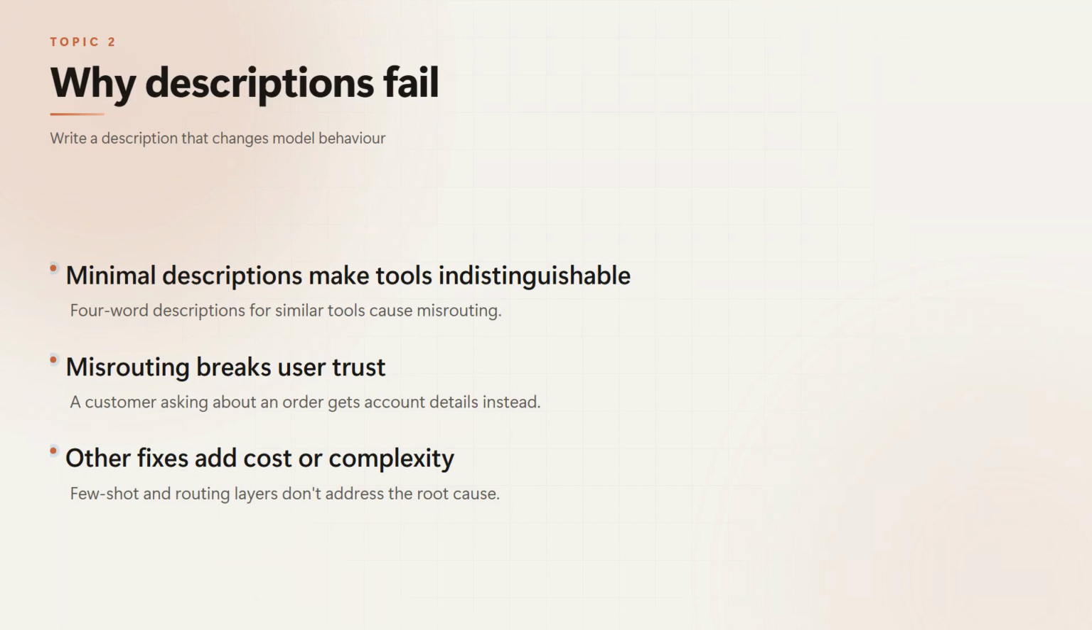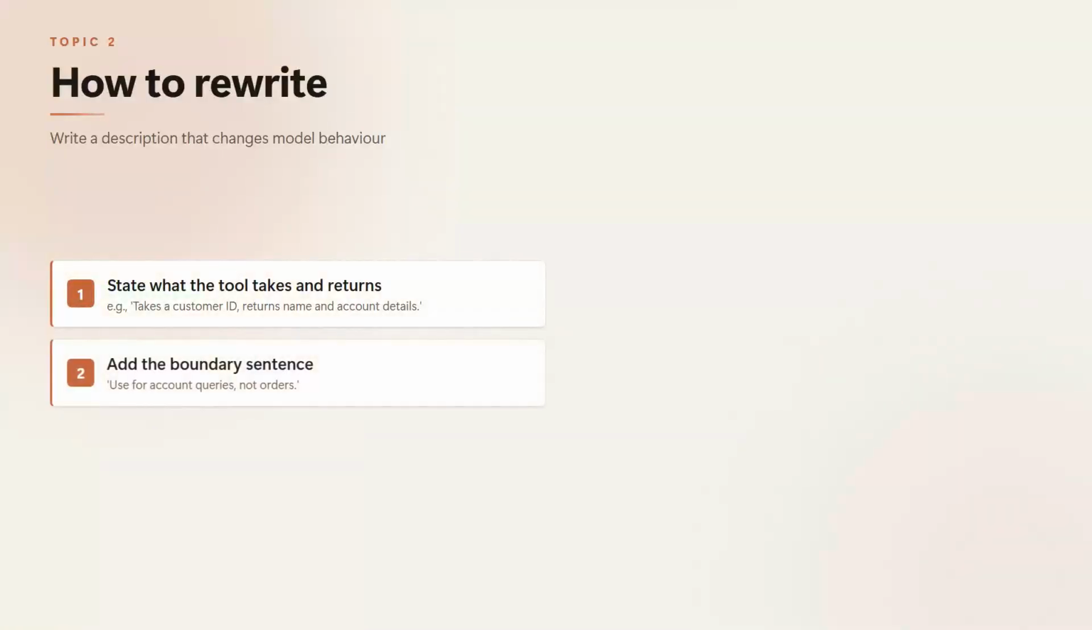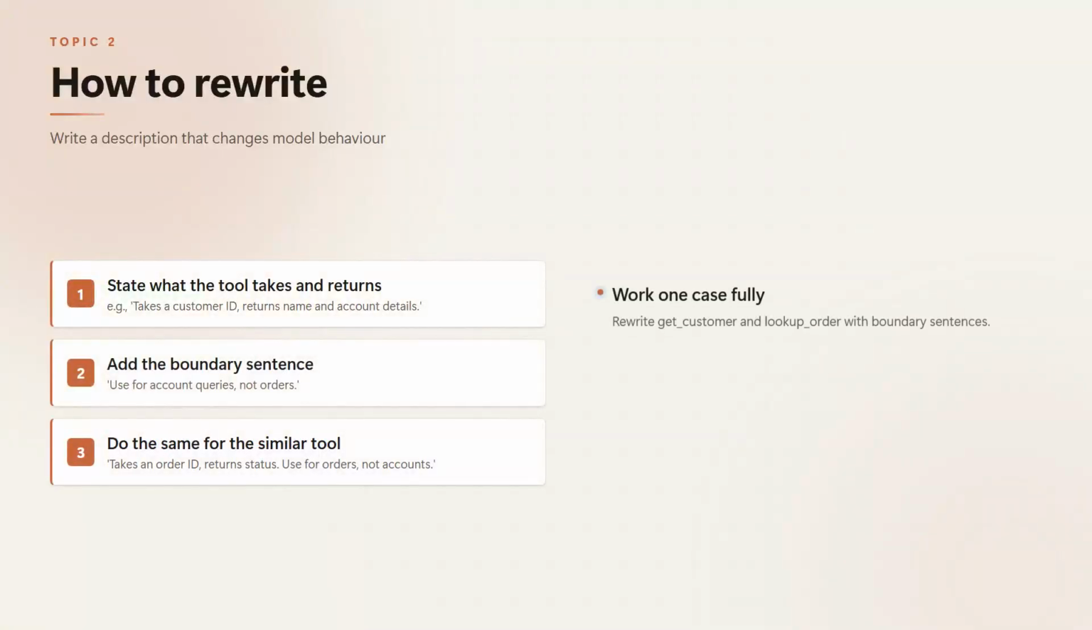Fixing it with few-shot examples adds tokens to every request, and a routing layer adds engineering overhead, but neither addresses why the model made the wrong choice. The description is the cheapest, highest leverage fix, and skipping it means you're building complexity on top of a broken foundation. Take the case from the drill: get customer and lookup order.